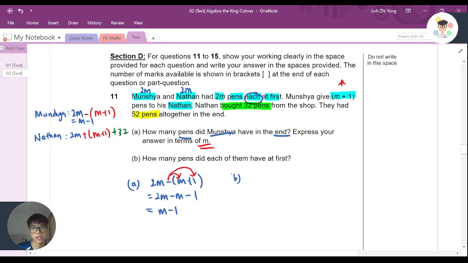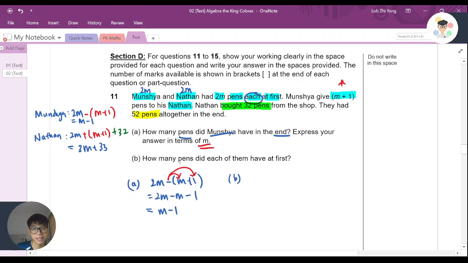Okay, now let's look at B. How many pens did each of them have at first? Basically, you need to find out 2m is equal to what. So let's look at here. Let's solve for Nathan first. Nathan now has 2m plus m plus 1 plus 32. So I know that basically it's 3m plus 33.